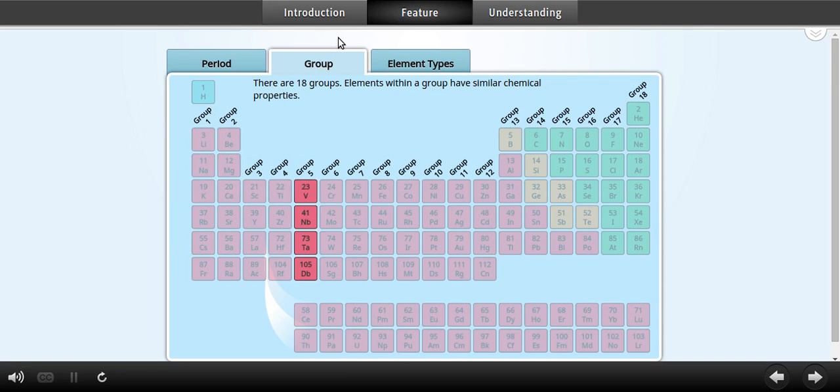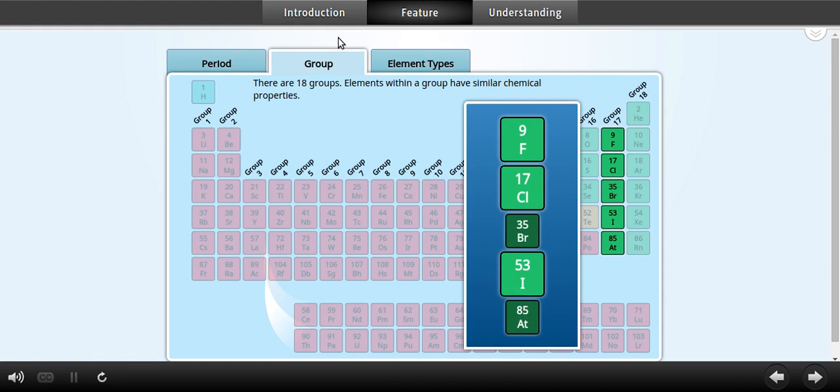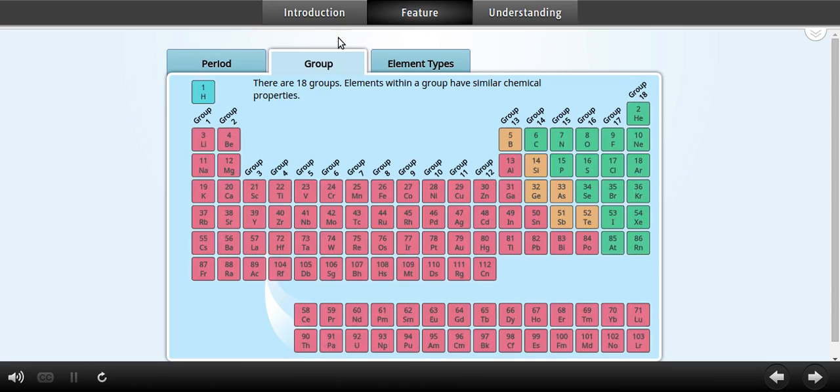There are 18 groups in the periodic table. The elements in a group share similar properties. For example, the group 17 elements, such as fluorine, chlorine, and iodine, are all very reactive. Elements in group 17 are called halogens. At the bottom of the periodic table are the lanthanide and actinide elements. These elements fall between groups 3 and 4 and are not included as part of the 18 groups.